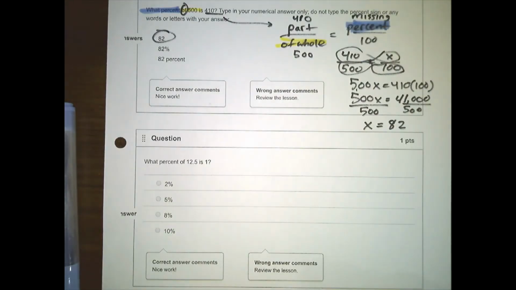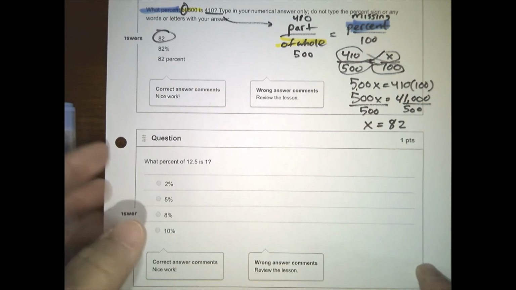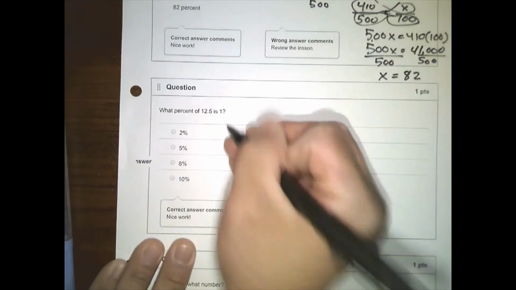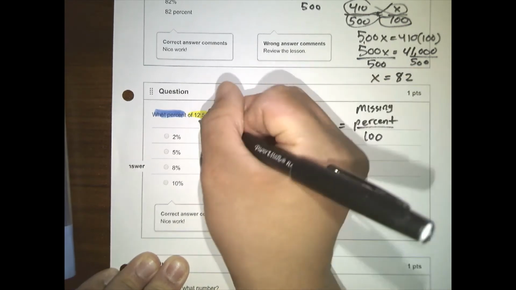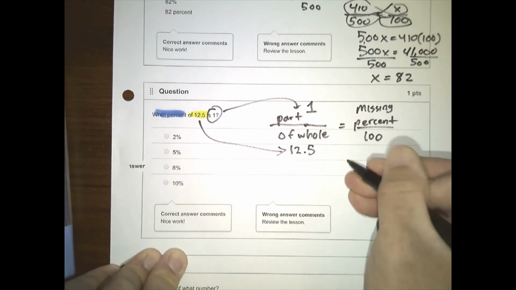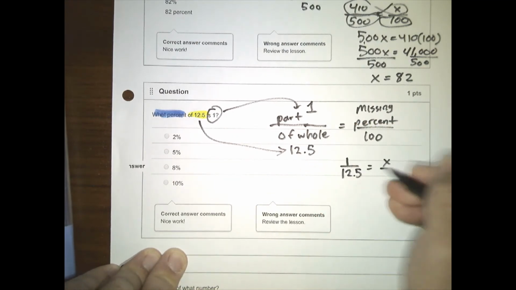All right, so what percent of 12.5 is equal to 1? So here we know what percent is, so the percent is missing. Then we have of 12.5 is equal to 1 here. So we have part of a whole is some percent out of 100. So the percent was missing, and the part was 1, and the whole was 12.5. So 1 out of 12.5 will be x over 100.